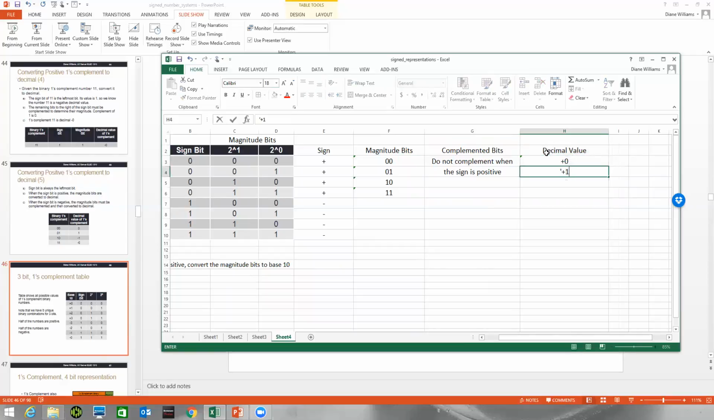This is going to be plus 1. This is going to be plus 2. Plus 2, I don't want to lose my sign, plus 3. Here's our plus sign. Here's our magnitude. 0 becomes 0. Plus sign, the 0, 1 becomes 1 in base 10. Plus sign, this 1, 0 becomes 2 in base 10. Plus sign, this 1, 1 becomes 3 in base 10. Now for negative bits, we have the same pattern of magnitude bits, don't we?